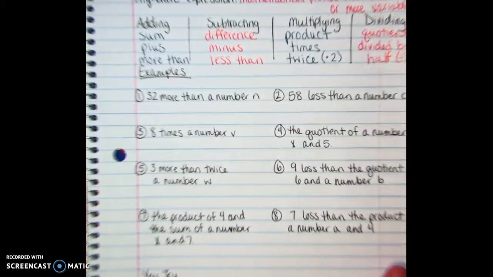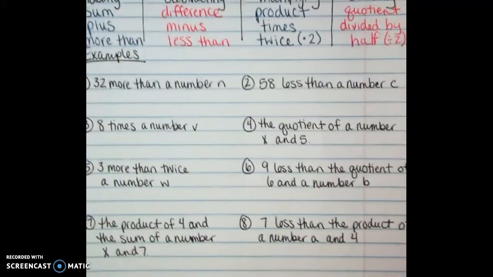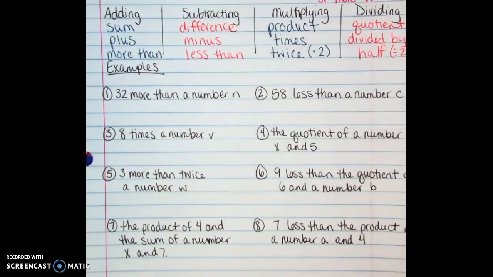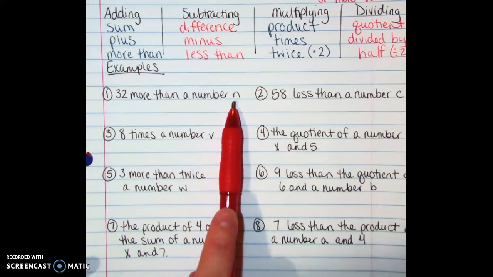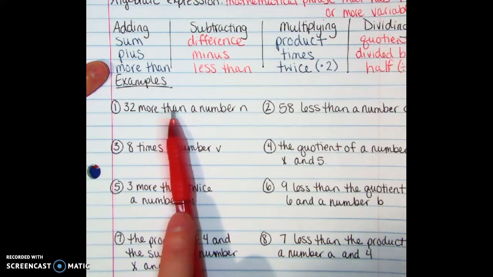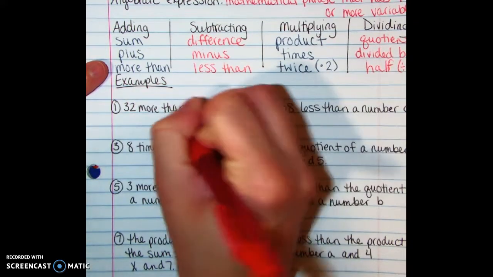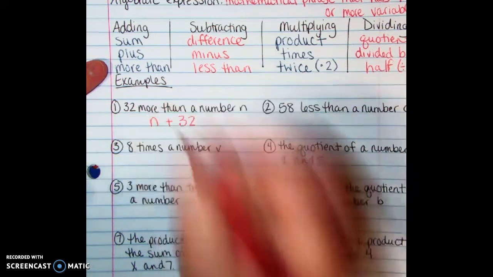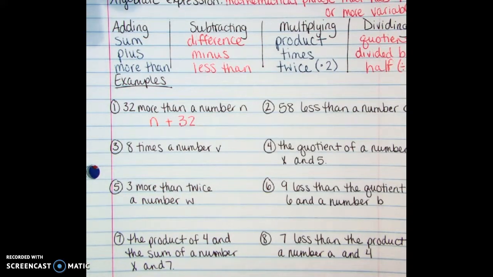So let's go down here. Let me zoom out a little bit. This one says 32 more than a number n. I'm going to be using the variable n. More than is adding. So 32 more than means I'm adding 32 to something, and that something is n. This is kind of backwards. It's not 32 plus n, it's n plus 32.